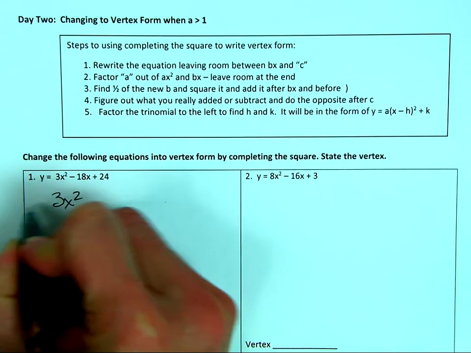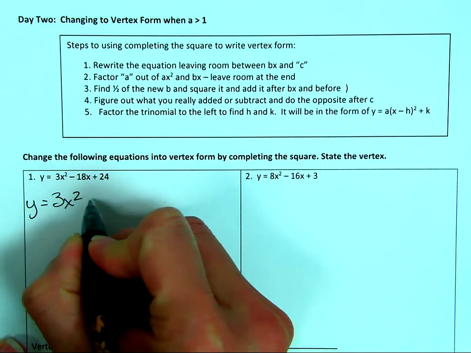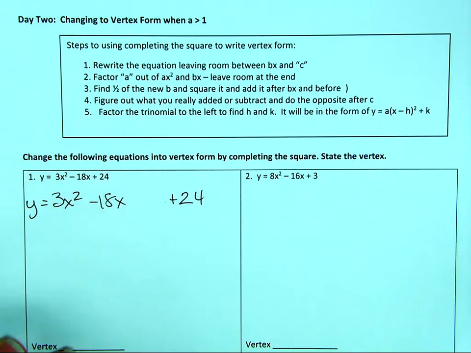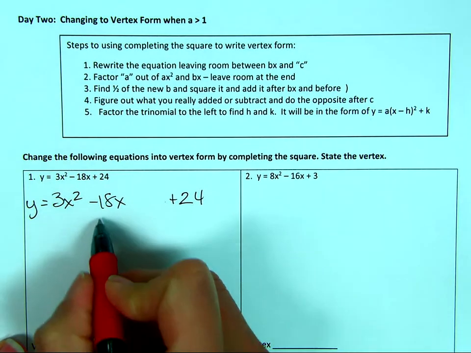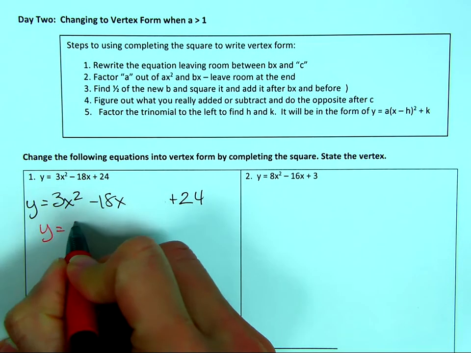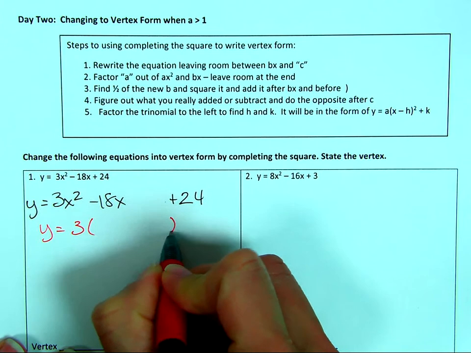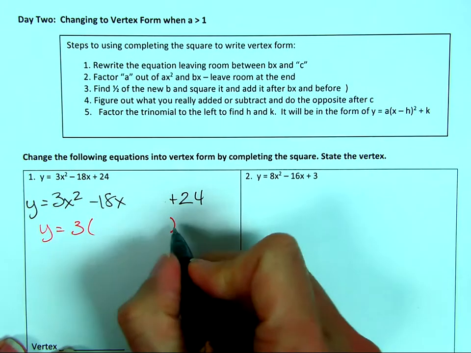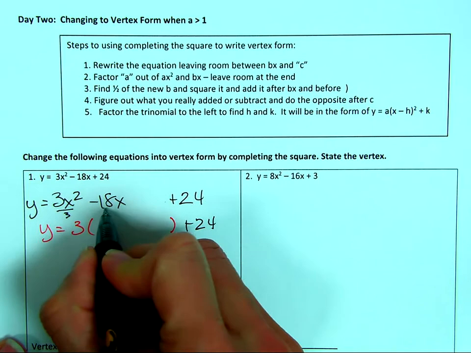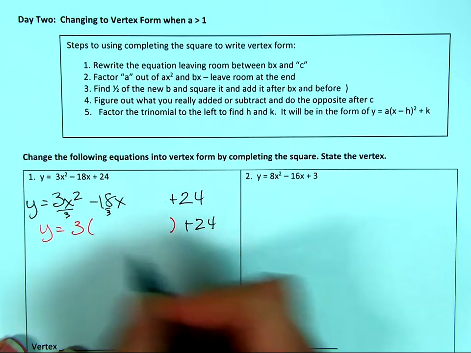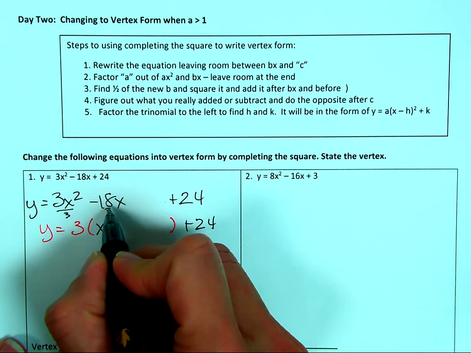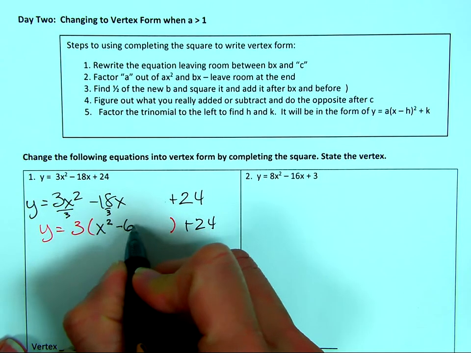So I rewrite it: y equals 3x squared minus 18x. This is where I leave my little gap, because I'm going to do some stuff in there. I'm going to factor out my 3 from this. I want you to see what I'm doing here. I'm factoring out a 3, so I still have my 24 here. I'm factoring out a 3 of just these two, which means I divided both of those by 3. So this divided by 3 is x squared, and this divided by 3 is negative 6x.